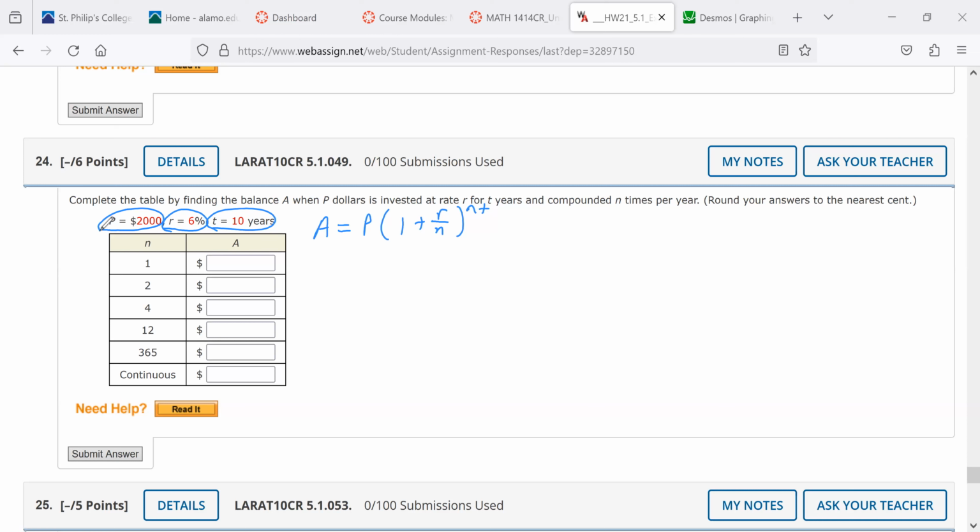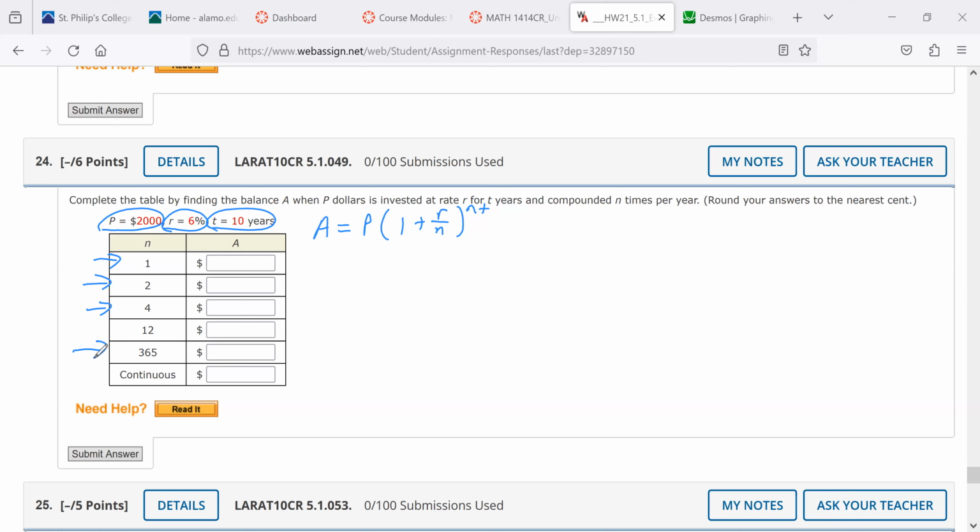Together P, R, and t. So just change the n's each time. Compounding once used to be once a year. When n is 2, that's twice a year. N is 4, it's 4 times a year. So if they say semi-annually, they mean twice. If they say quarterly, that's gonna be 4, etc. If they say daily, you're gonna use this.